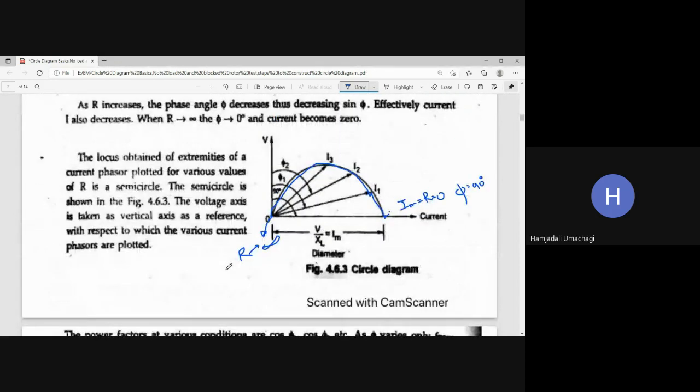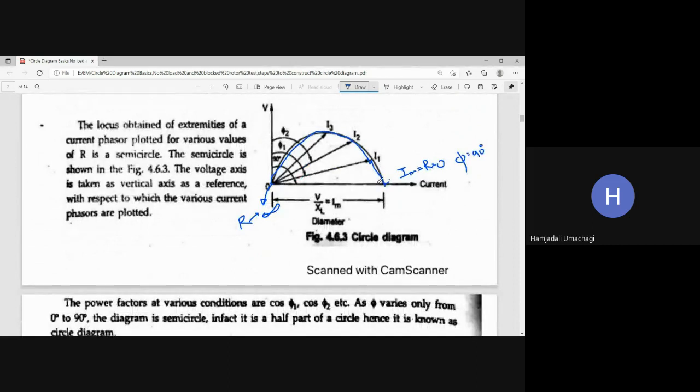So here I1, I2, I3, whatever we have shown, these are the different power factor angles for different values of R, and phi lies from 0 to 90 degrees. So 0 to 90 degree means it is as good as a semicircle. Because of this reason we call this a circle diagram. So this is the circle diagram for the series RL circuit.